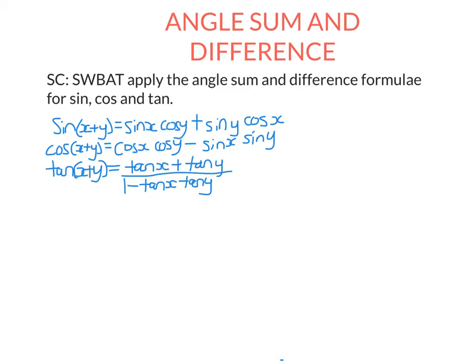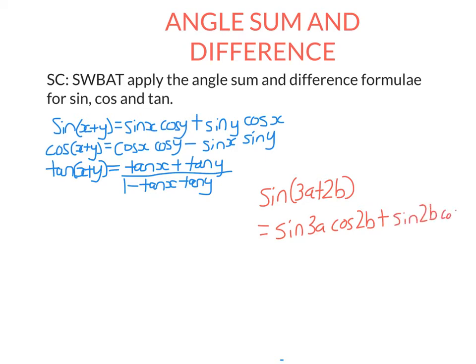But let's look at how I might use it. Let's say I had something like sine of 3a plus 2b. We're going to expand this using this first formula. All it is, it's just sine of the first thing being added, cos of the second thing being added, and then you switch them around. So it'll be sine 2b cos of 3a. That's easy as. Let's look at an example now involving cos.